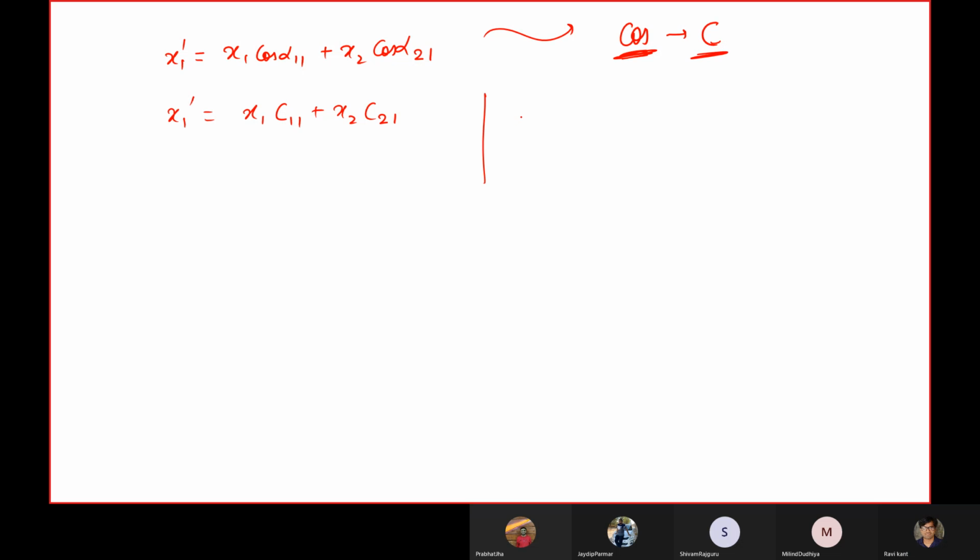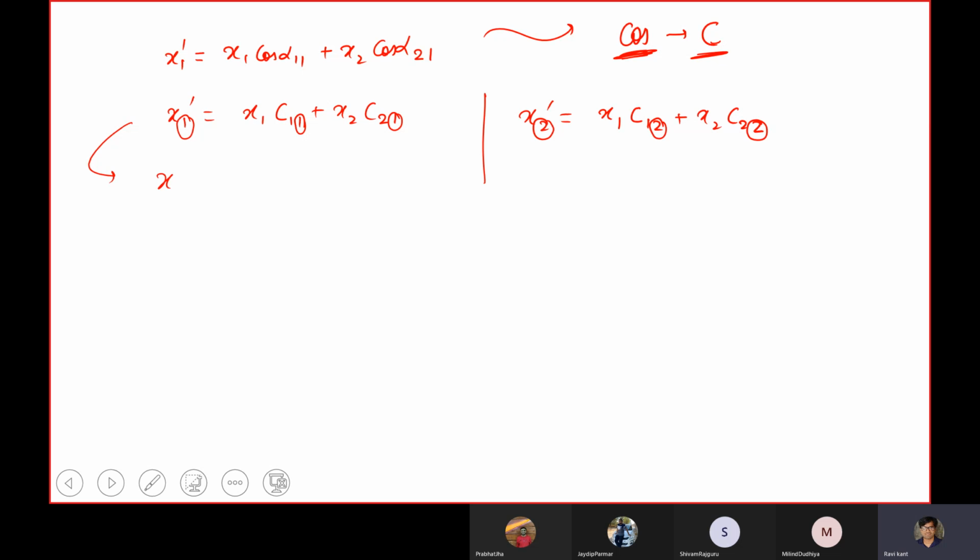Similarly, x2 dash was written as x1 c12 plus x2 c22, right? Now you can see a symmetry. So whenever it was 1 over here, I am writing these ones over here. Whenever I am writing 2 over here, I am writing 2 over here.